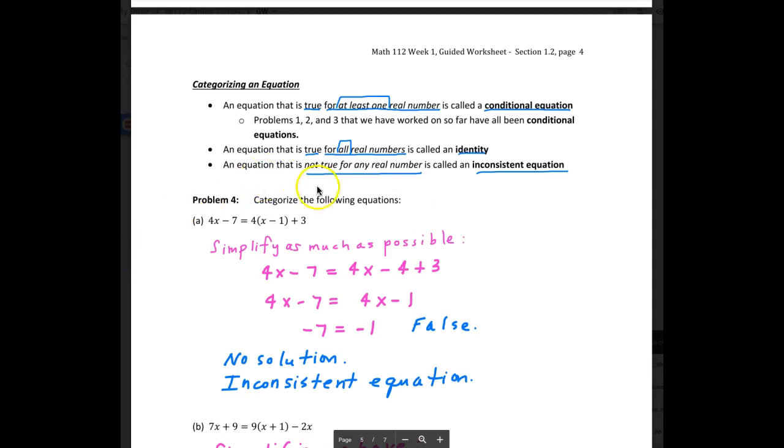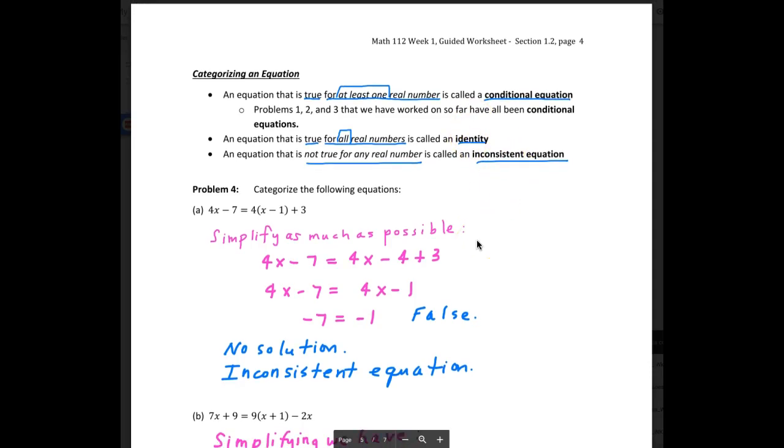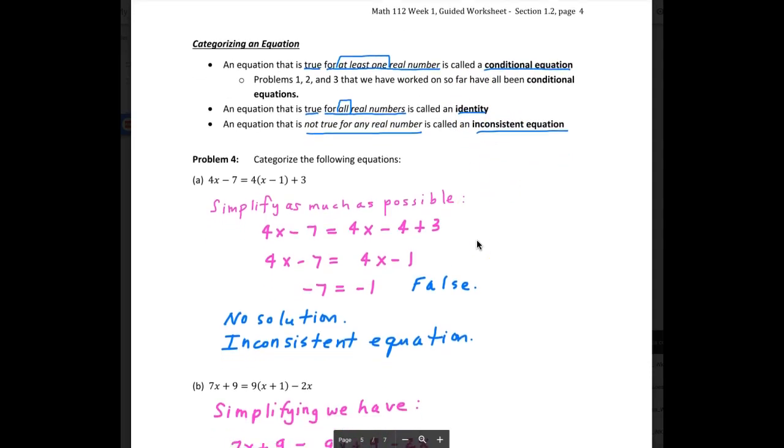And if we have an equation that is not true for any real number, it's called an inconsistent equation. We've already looked at a few examples of this first part, a conditional equation, right? Let's take a look at some problems involving what's called an identity or an inconsistent equation. So we're going to categorize them into one of these types.